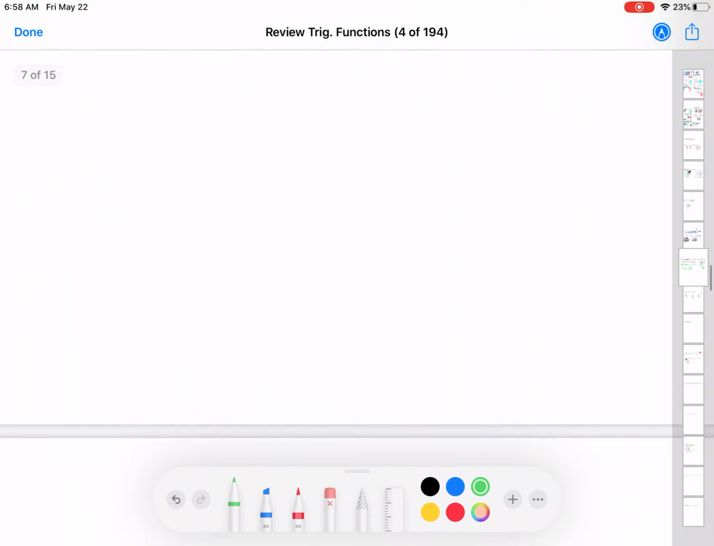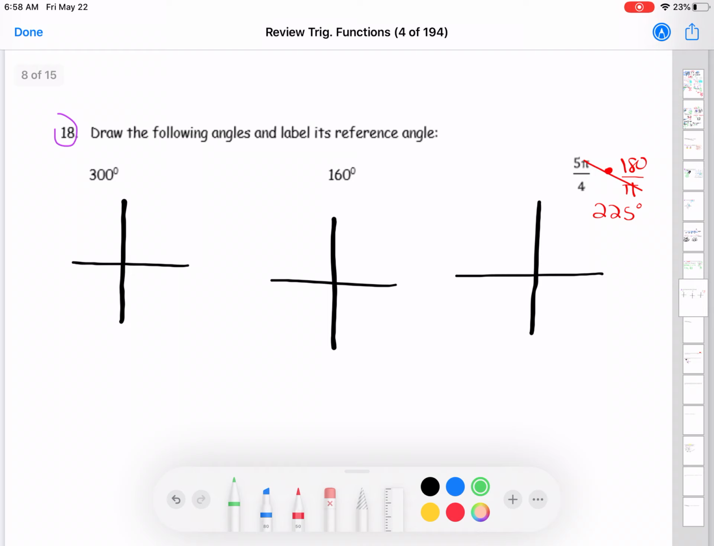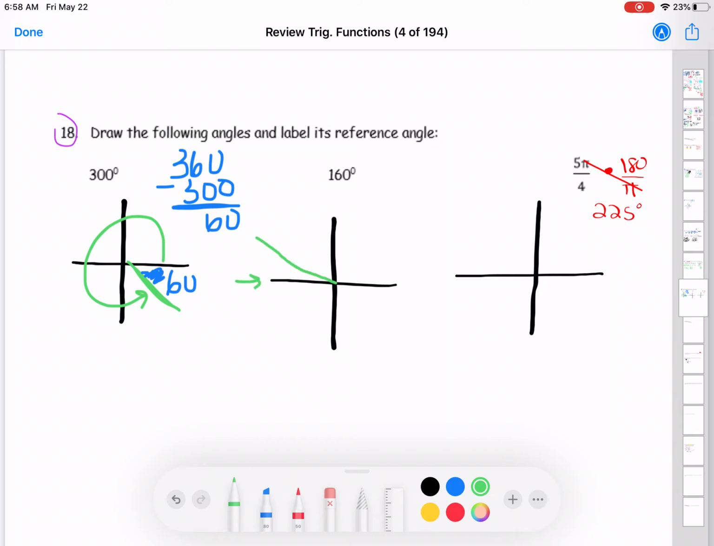Okay. I think we're skipping, oh no, we are doing these. Okay, 18. So 18, let's draw the angle and label the reference angle. So just a little practice. 300 is right here. And then they want me to label the reference angle. So this reference angle right here, 360 minus 300, so we got 60. 160? Well, so this part here is 180, so 160 is going to be about here. And my reference angle will be 180 minus 160, so 20.